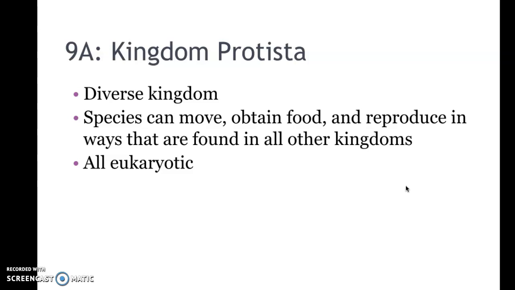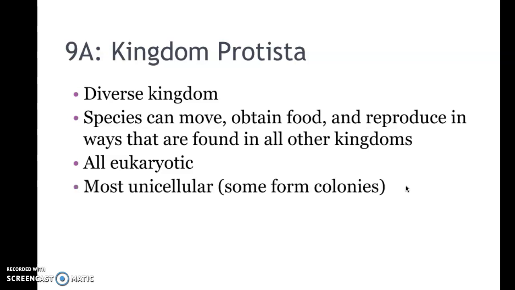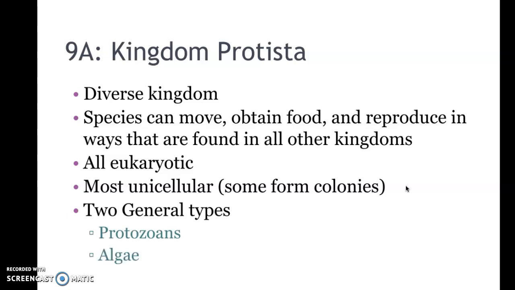All of them, though, are eukaryotic, which again means they're mostly unicellular, right? Okay, which means they're one-celled, simple organisms. Some of them will form colonies together. And there are two general types: your protozoans and your algae. Your book doesn't go into detail about these two. However, I'm not going to go into detail about algae, but just the protozoans.